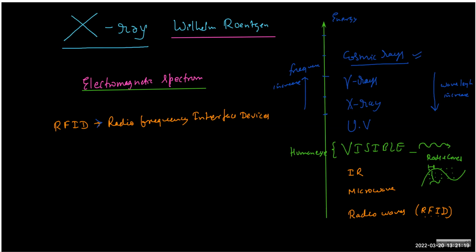So the wavelength of the radio wave is in the kilometers. The moment you come to the X-ray, the lambda will be in the range of from 1 angstrom, I think 0.1 angstrom to 100 angstrom. This range of wavelength we have given the name X-ray.